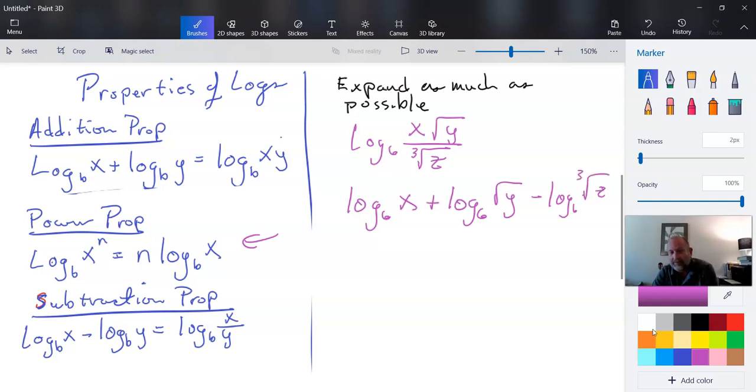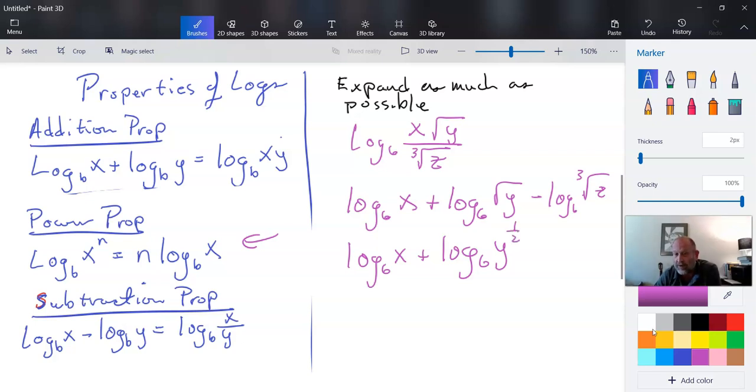Okay, now, remember, like I just said, these roots are exponents. We could have rewritten them up here, but I'm going to rewrite them in this spot. So this is now log base 6 of x plus log base 6 of y to the 1/2 power, right?